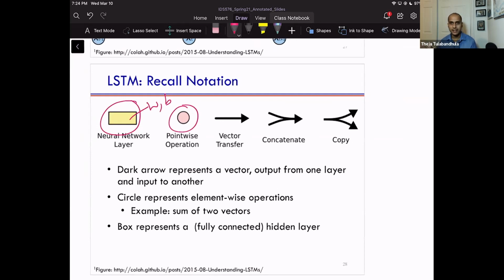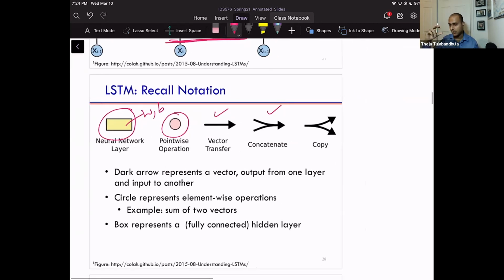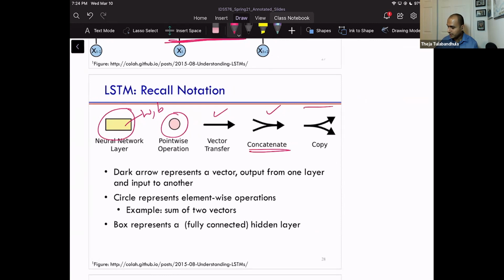It could be a mathematical operation like, hey, raise everything to e to the power x, remember the softmax operation. And then vectors are just directed arrows. If 2 vectors are merging, it's a concatenation, one below the other. And if a vector is splitting off, then it's just a copy.